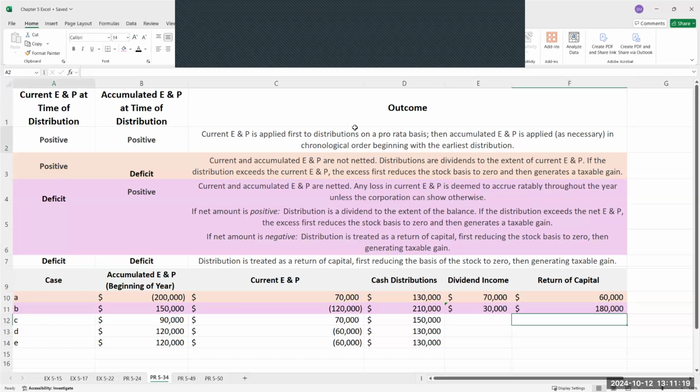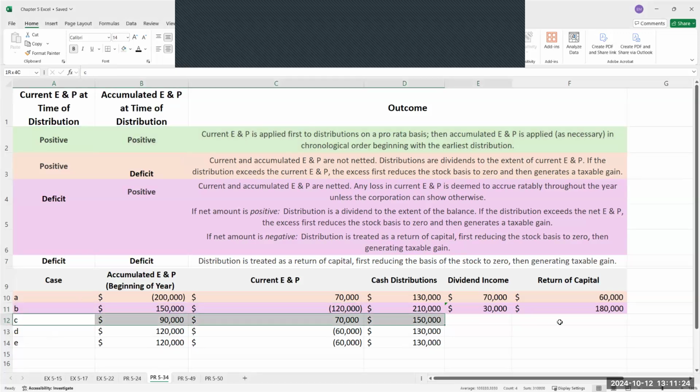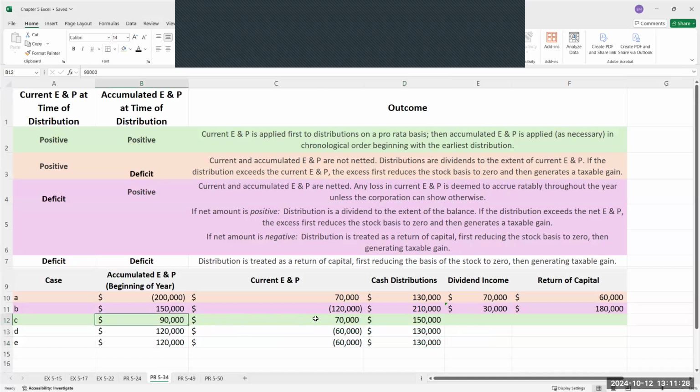In scenario C, we have a positive accumulated E&P balance, and we have a positive current E&P balance. So this is this scenario. We are going to make this green. And it will be treated as follows. Our accumulated E&P is 90,000. Our current E&P is 70,000. That is a total of 160,000. So therefore, we have a sufficient amount of earnings and profits to cover the entire distribution. So therefore, the entire 150,000 is treated as dividend income. There is nothing to be treated as a return on capital.